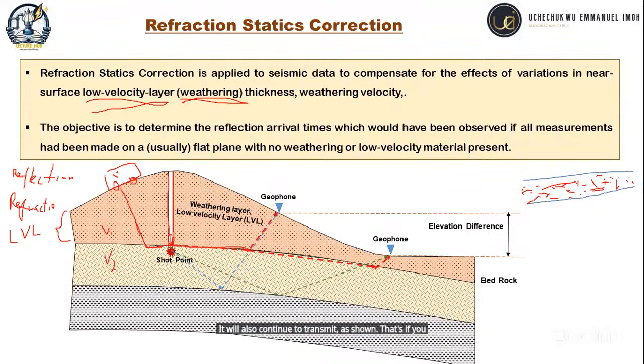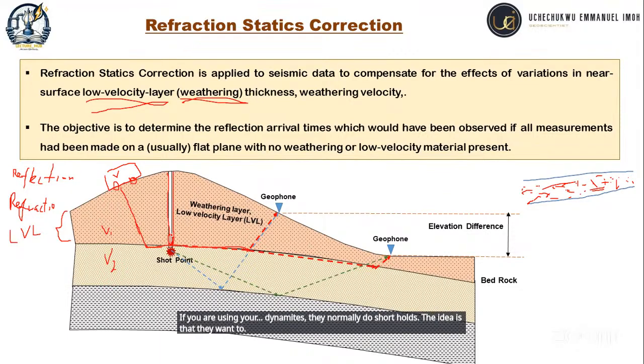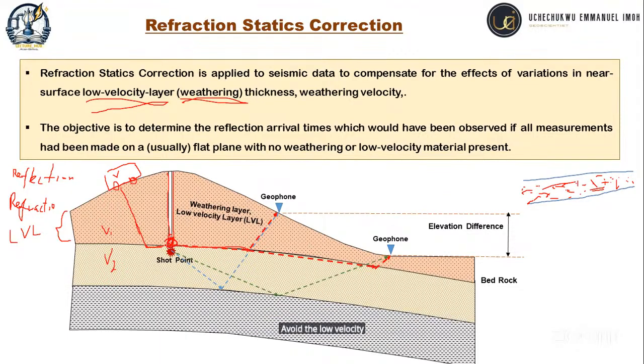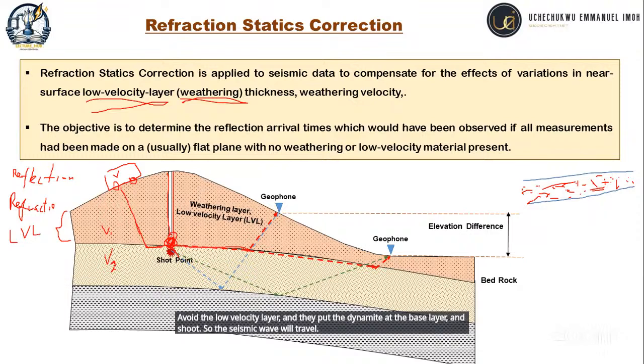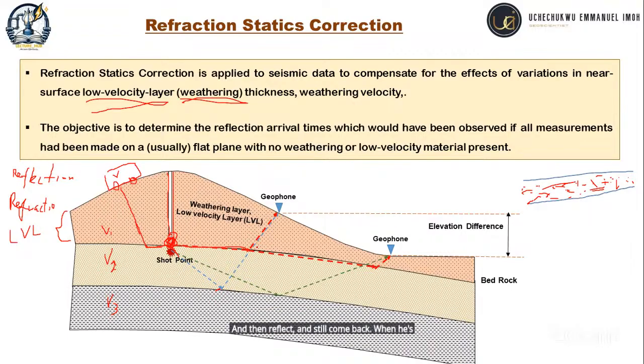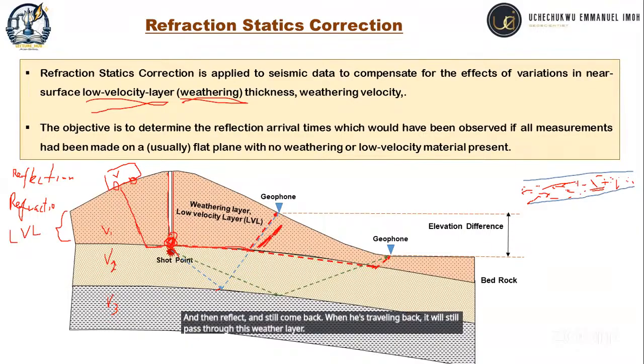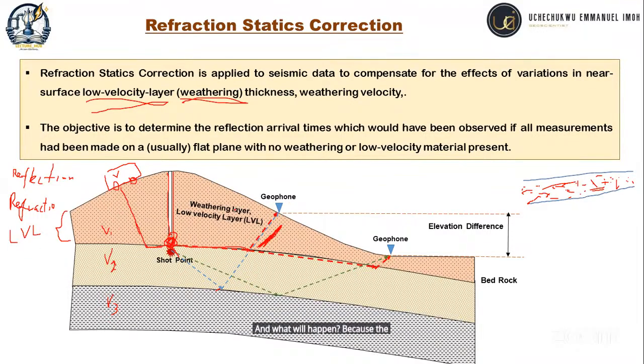That's if you're using your vibroseis truck. If you're using your dynamite, they normally drill short holes. The idea is that they want to avoid the low velocity layer, so they put the dynamite at the base here and shoot. So the seismic wave will travel through layer 2, get to the interface between layer 2 and layer 3, for instance, and then reflect and come back. When it's traveling back, it will still pass through this weather layer. And what will happen? Because the velocity of the rock in this weather layer is low, there will be a slowing down of the seismic wave.